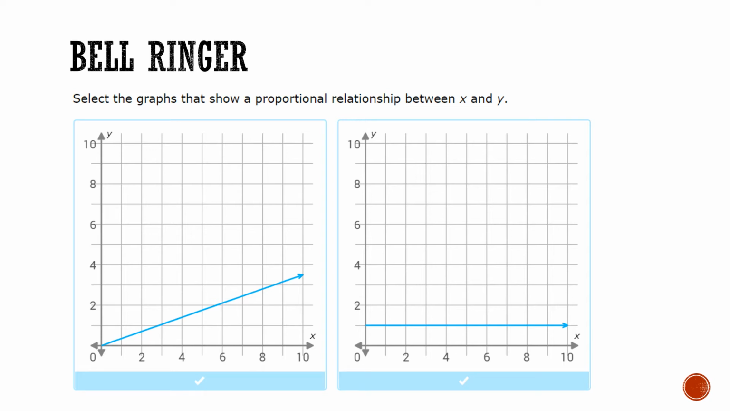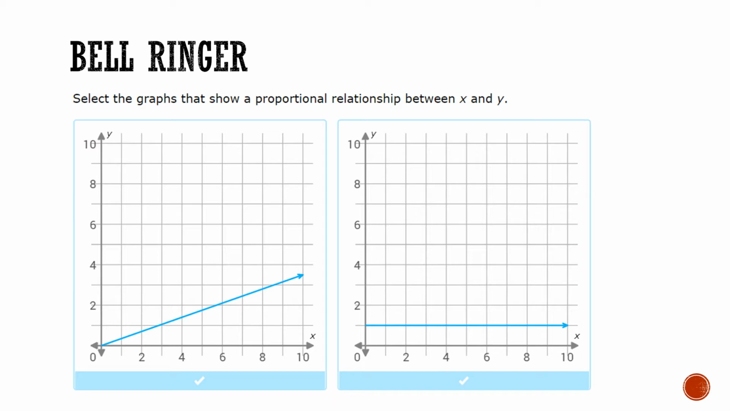Okay, guys, today's bell ringer just reviews what we've been talking about so far, just in reviewing proportional relationships. We did look at it yesterday in a table that was in our bell ringer and exit slip. So today we're going to look at it in a graph. So think for just a minute about how we know from looking at a graph if it's proportional or not.